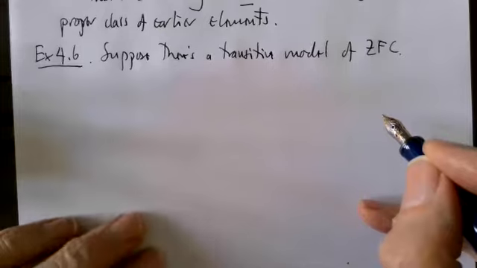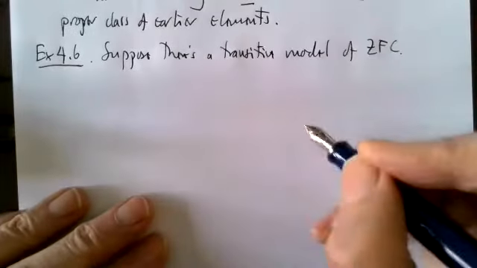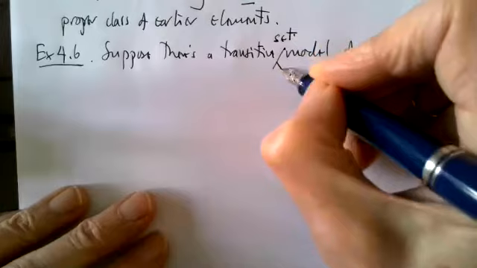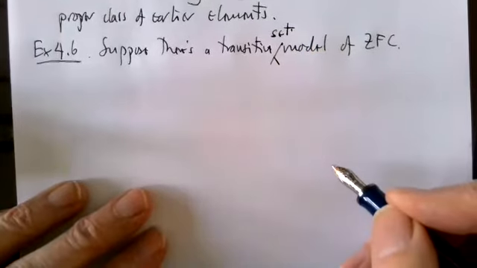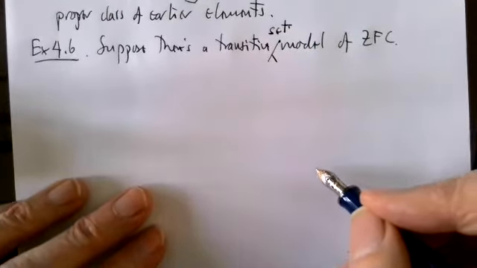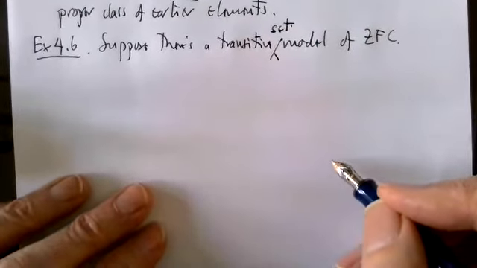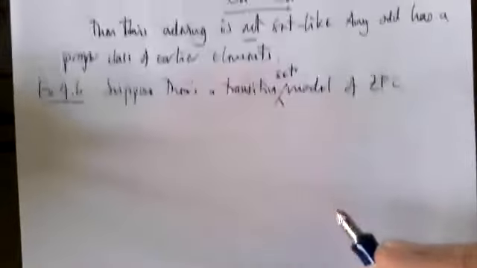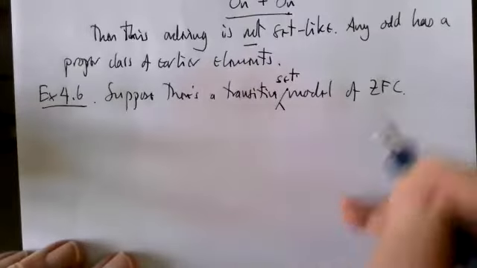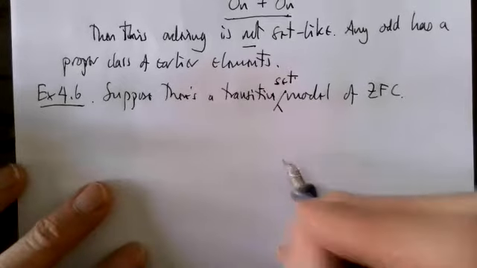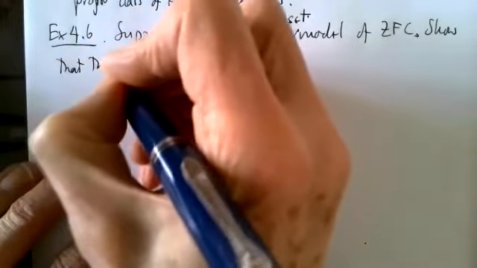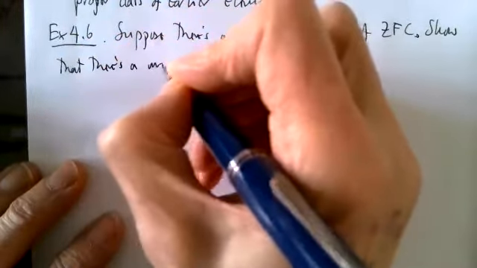So better to have put this is to say there's a transitive set model. That's what we really want here for this to be quite clear. So there's a set that's a transitive model of ZFC. Show that there's a minimal model.